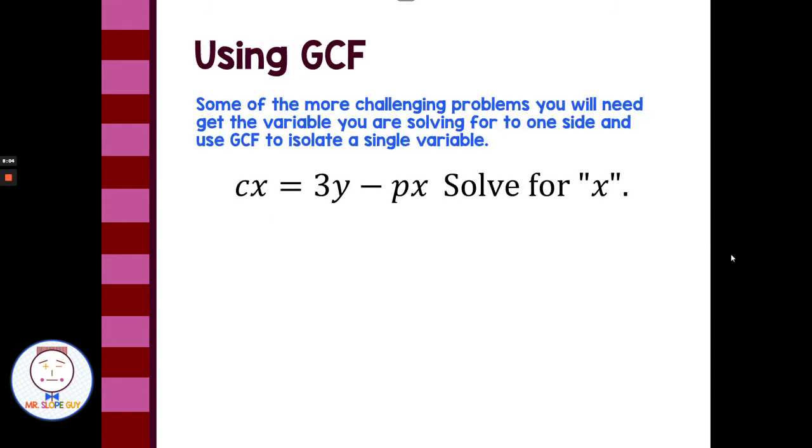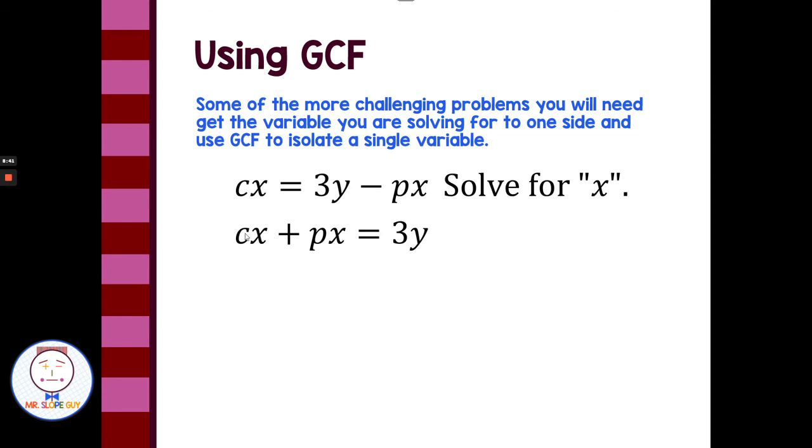Some of the harder problems with literal equations involve using GCF. In some of the more challenging problems, you'll need to get the variable you are solving for on one side and use the GCF to isolate a single variable. So let's say I have cx equals 3y minus px, and I'm solving for x. Well, I have x in two terms to start with. So first thing I want to do is get all those x's on one side of the equal sign. So I would start with adding px to each side. That has my x term and an x term on the same side.